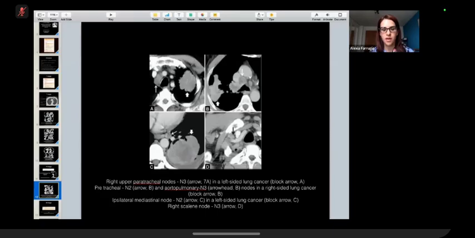With this case, there is a left lower lobe tumor and there is an ipsilateral mediastinal node, which is to the left of the left border of the trachea. So that is an ipsilateral lymph node. So this is an N2 tumor in a left-sided cancer. A right scalene node, irrespective of whether it is ipsilateral or contralateral, because it is a scalene node, is by definition an N3 node.